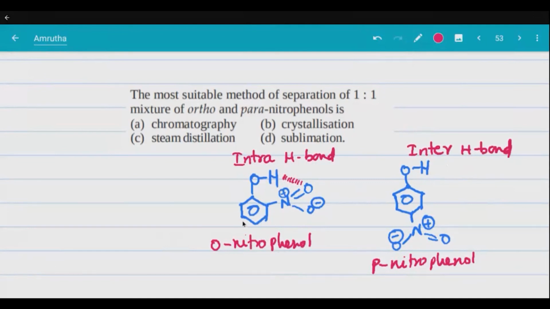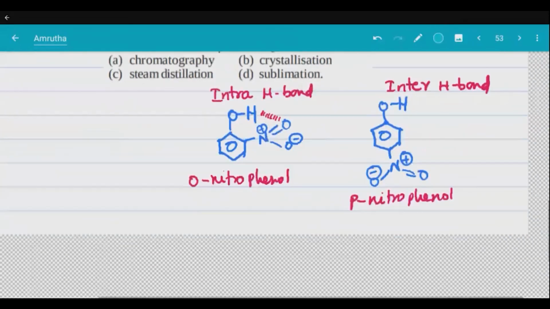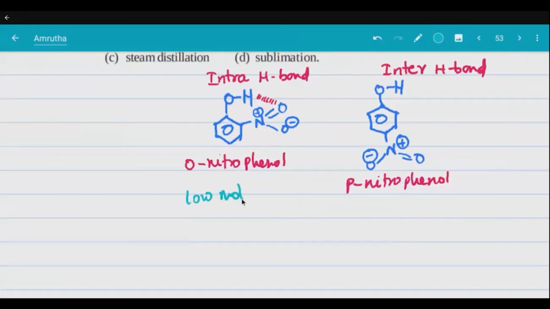What will happen? This orthonitrophenol cannot attract another orthonitrophenol, because in the orthonitrophenol itself, these groups are bonded. So within the molecule, hydrogen is trapped here. It cannot attract another molecule. So if it cannot attract another molecule, its boiling point decreases. I'll write here: low molecular attractions. Boiling point is very low.